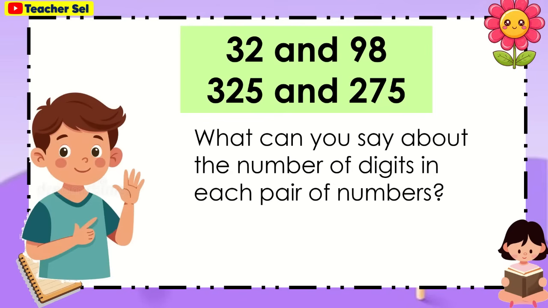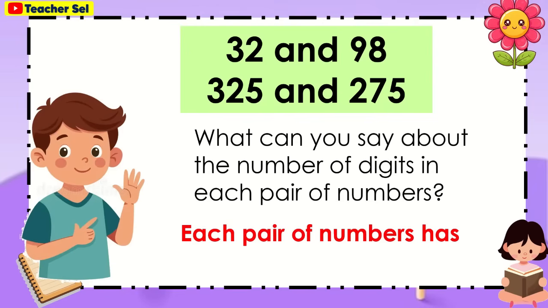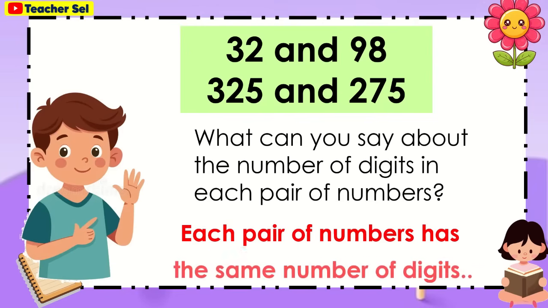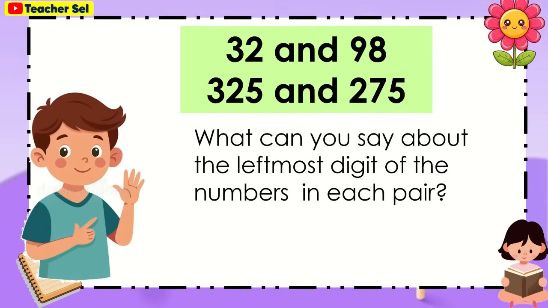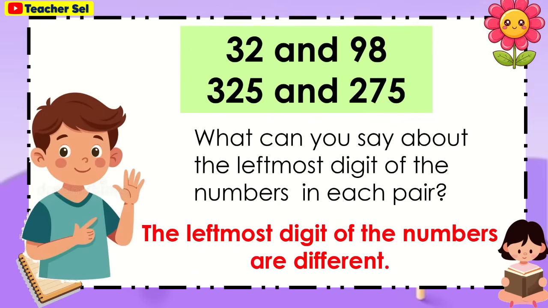In the numbers 32 and 98, 325 and 275, what can you say about the number of digits in each pair of numbers? Each pair of numbers has the same number of digits. What can you say about the leftmost digit of the numbers in each pair? The leftmost digits of the numbers are different.